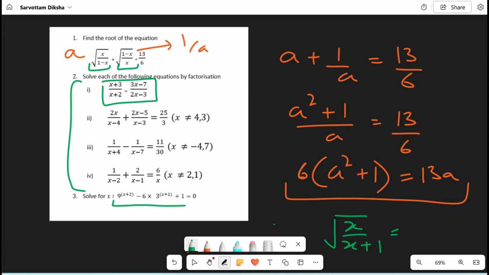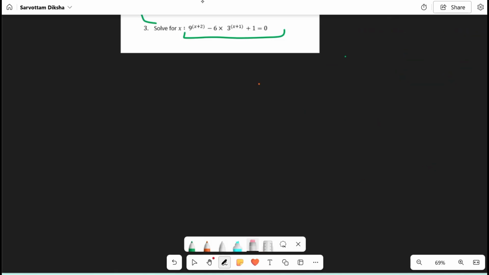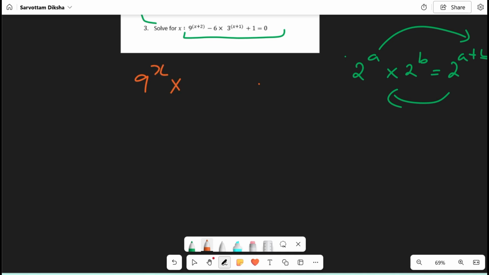Here again this is something different. Just split. I know that 2 raised to power a into 2 raised to power b when base is same is 2 raised to a plus b. Generally we go from left to right. I can go ulta also. So this I will write as 9 raised to power x into 9 raised to power 2 minus 6 into 3 raised to power x into 3 plus 1 is equal to 0.